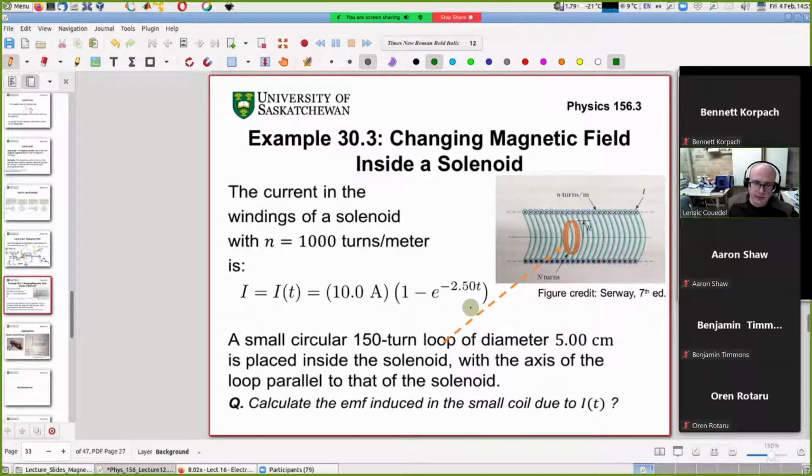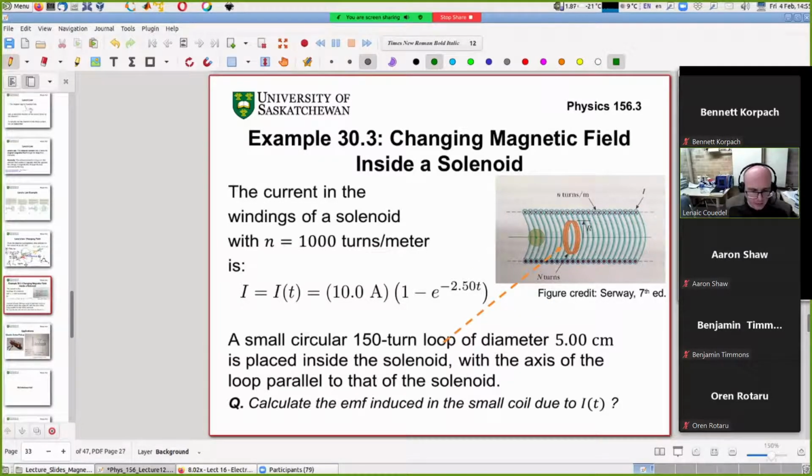Inside this solenoid, we have a small circular 150 turn loop of diameter 5 centimeters, which is placed inside the solenoid with the axis of the loop parallel to that of the solenoid. Here in this schematic, the small loop has basically the same axis as the solenoid. We want to calculate the induced EMF in the small coil due to this changing current. And after that, we'll try to guess the direction of the current inside this small circular loop with 150 turns.